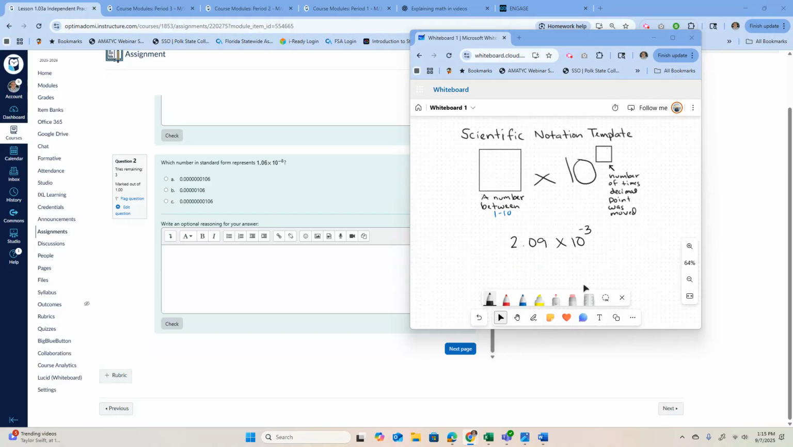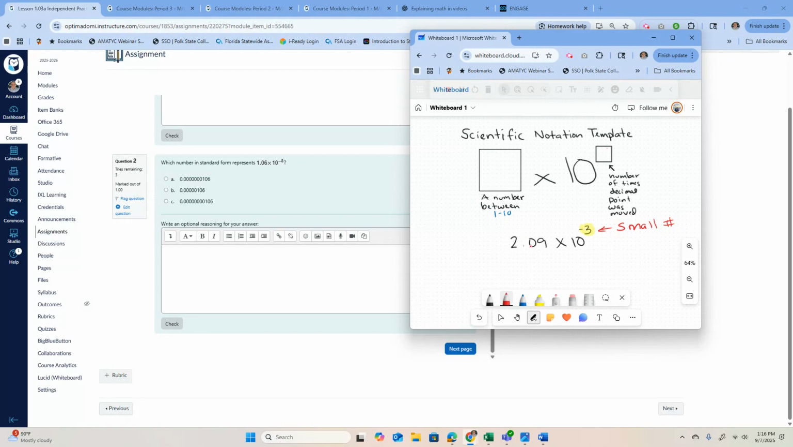Okay, for question number two, they gave us a number in scientific notation. They're asking us to write it in standard form. Basically, standard form means write it like a regular number. Every time you see an exponent that is negative, like you can see here right now, the -3, the exponent is a negative number. That means we are working with a small number. That my number is going to start with 0 point something.